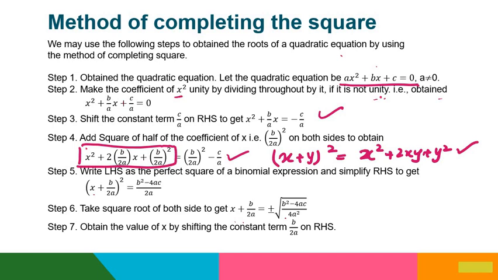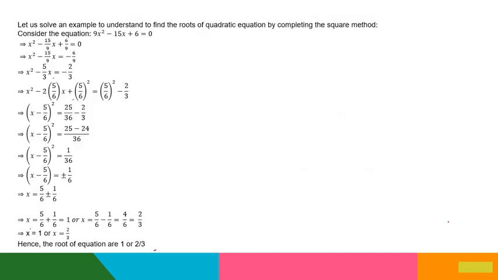Again, to understand this, we consider an example. Take the equation 9x square minus 15x plus 16 is equal to 0. Here the coefficient of x square is 9. So our first step is to make it unity. So we divide the whole equation by 9.